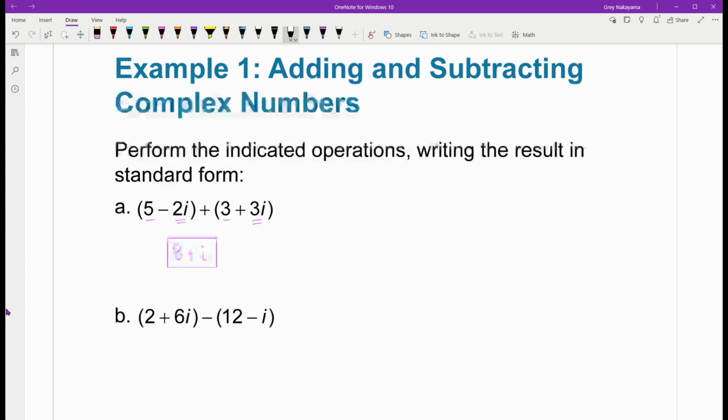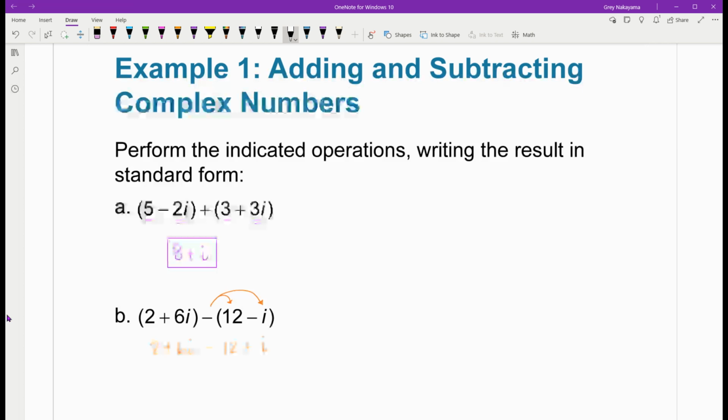If we look at the next one, 2 plus 6i minus (12 minus i), you've got to remember to distribute the negative over both parts. So if I write that without the parentheses, I'm going to have 2 plus 6i minus 12 and then plus i. That would be the biggest mistake people are going to make.